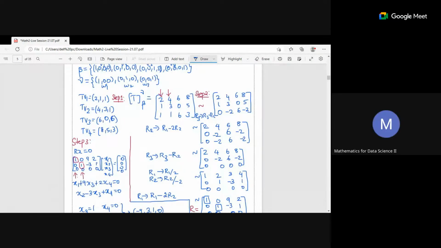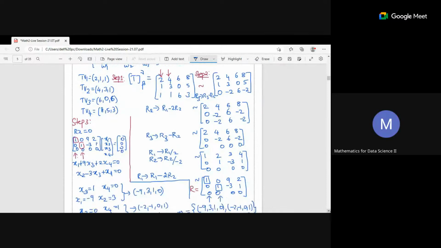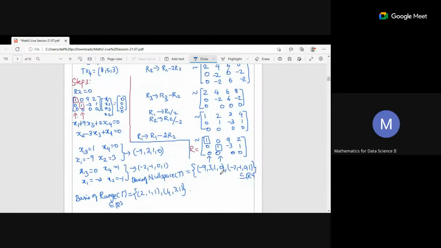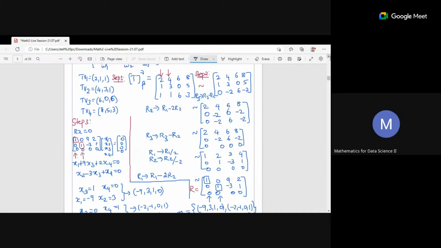What is the rank? 2. And what's the nullity? 1. No, rank plus nullity should be the dimension, 2. So nullity is 2 here, right? So how many elements do you have in the null space? 2. Yes, so the nullity is 2.